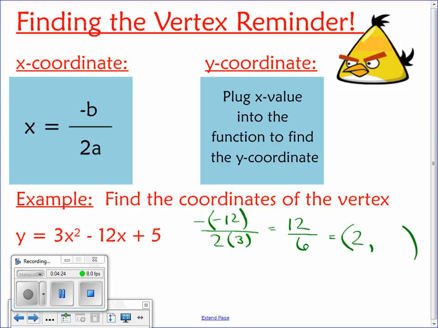How do you go back and find the y? Just plug that in. Yeah, this is where your calculator is your best friend. 3 parentheses 2 parentheses squared minus 12 parentheses 2 parentheses plus 5, we get -7. All right, if you have that calculator, it is real fast and real easy. Just plug stuff in. Jessica? Mm-hmm.